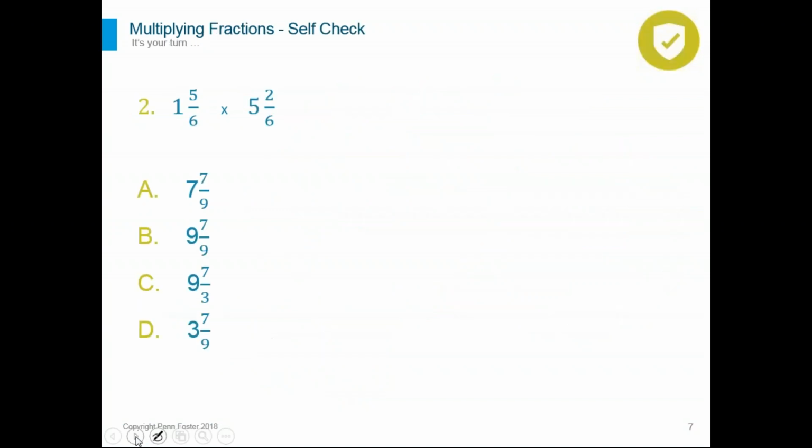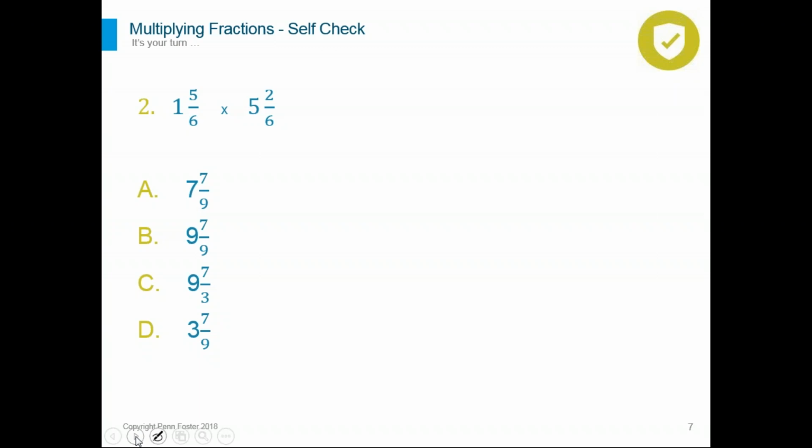A mixed number times a mixed number. What do you think? We are not going to use the cancellation method right away, remember, because we have to rewrite our problem using improper fractions, and then we can look for factors to eliminate.